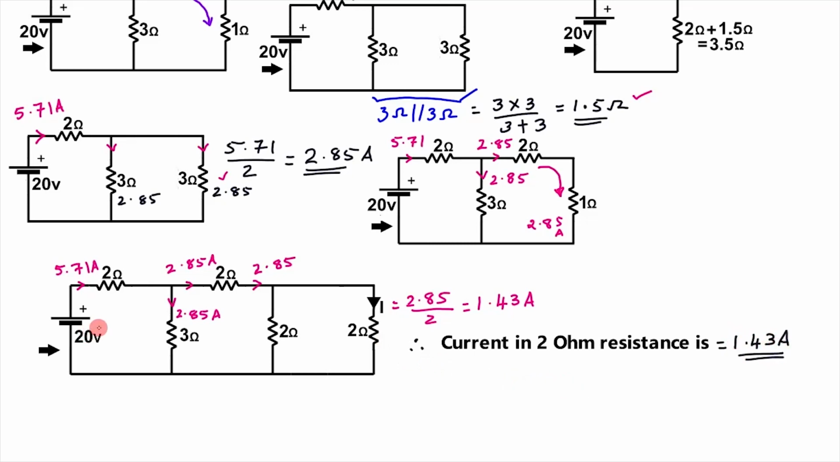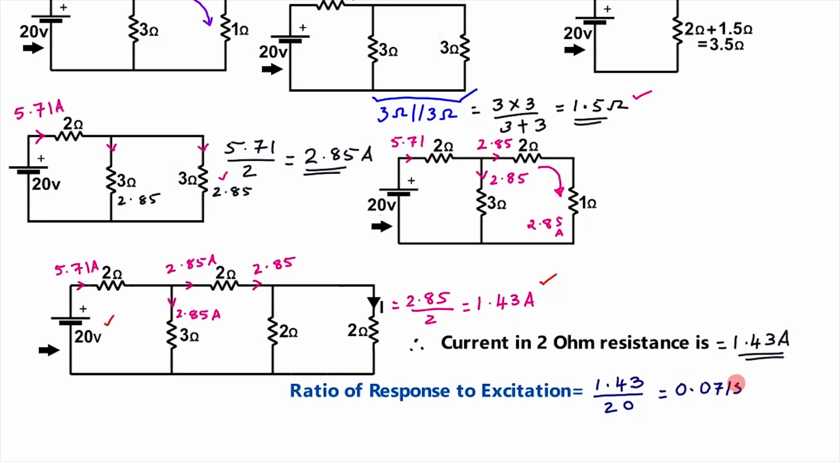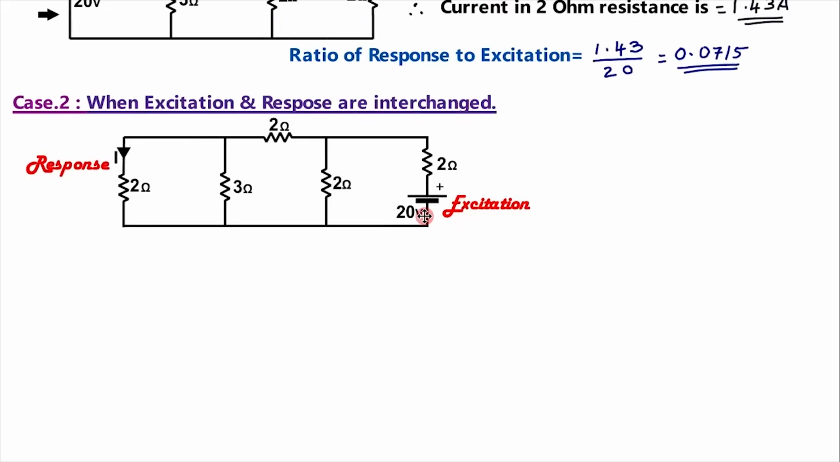Here the excitation was 20 volt and the response we got was 1.43 ampere. Therefore, the ratio of response to excitation is 1.43 divided by 20, which is equal to 0.0715. When excitation and response are interchanged, our circuit becomes this. The excitation 20 volt comes to this side, while the response I comes to this side.